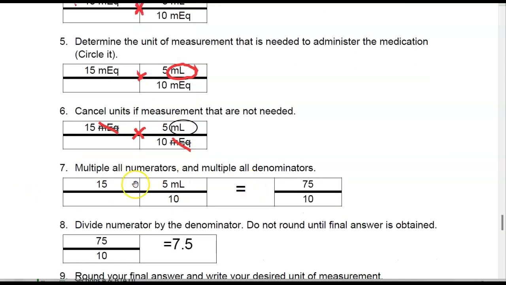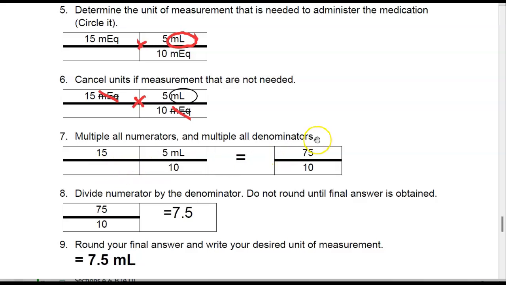On step number 7, you multiply. Again, sorry for the misspelling. I think I have it right in your list, but please correct it in case. So you multiply all the numerators and you multiply all the denominators. So again, 15 times 5, I have 75, and this is basically 1, right? So if there's nothing there, it's usually 1. 1 times 10 is equal to 10.